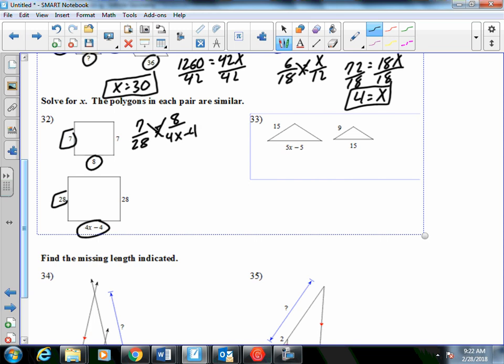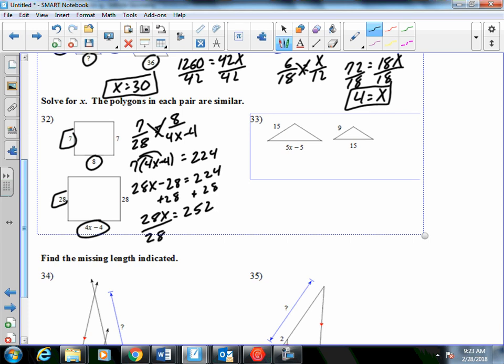So we're going to cross multiply, which is going to give us 7 times 4x minus 4. So we got to multiply the 7 times both of those terms, and 8 times 28, 224. So distribute the 7, 28x minus 28 is going to equal 224. Add 28. 28x equals 252. And divide by 28.